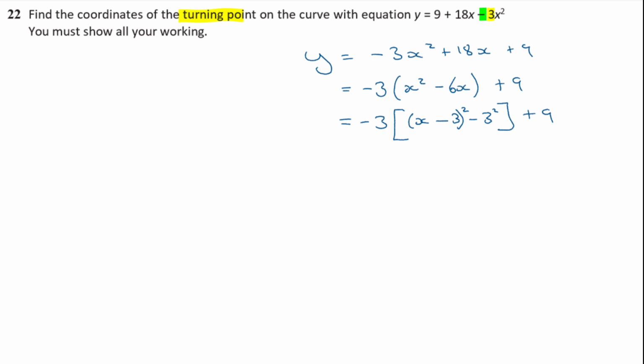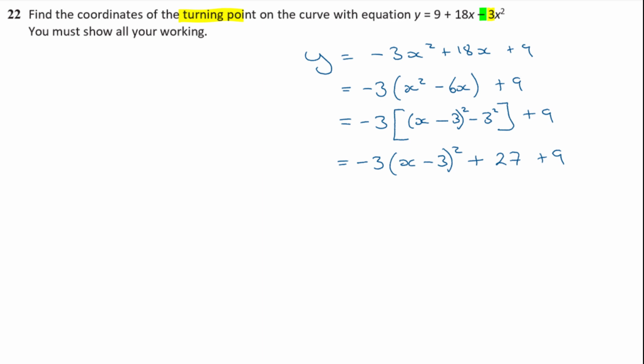Now this term here needs to come out of this big square bracket, but when it pops out, it's going to have to multiply with this minus 3 at the front. So just bear that in mind. I've got 3 squared, which is 9, so it's subtract 9. So I'm taking that minus 9 out of that bracket, but as I do, I'm going to have to multiply it with the negative 3 at the front. So it becomes minus 3 lots of x minus 3 all squared, minus 9 times negative 3, which is positive 27, plus 9.